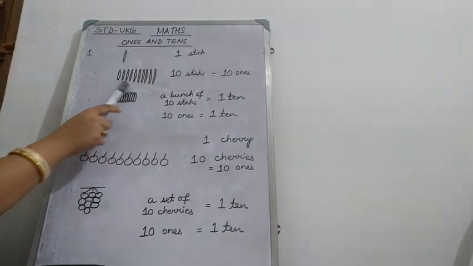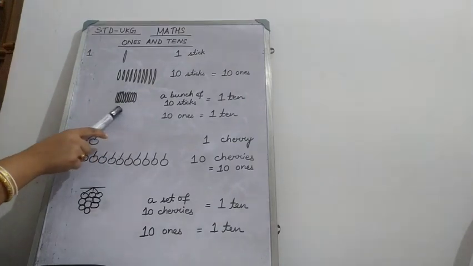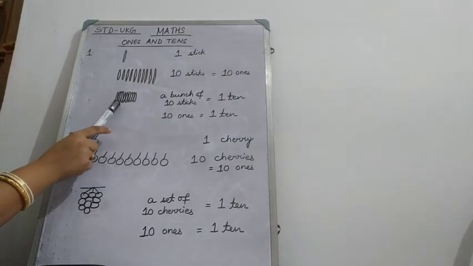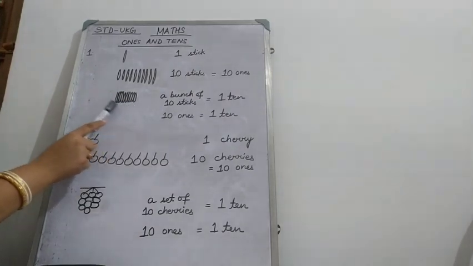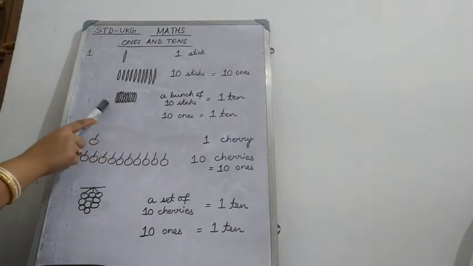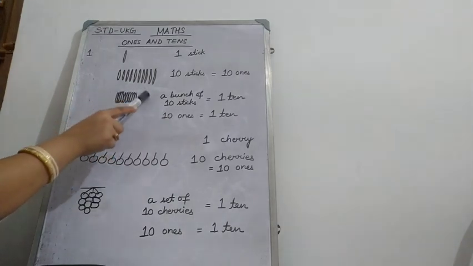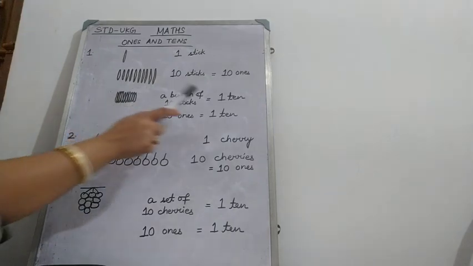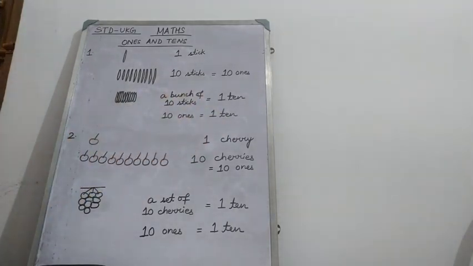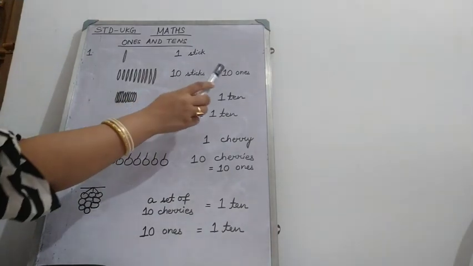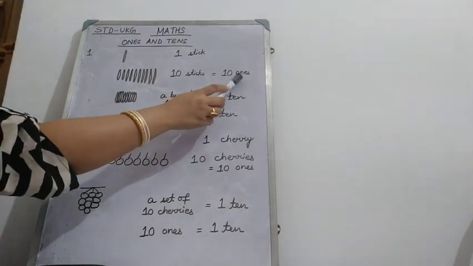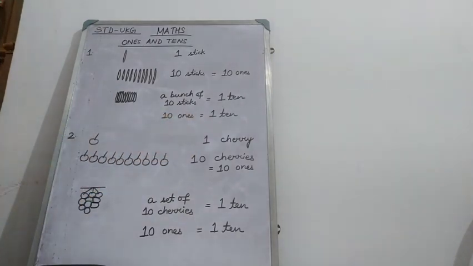And you can see here, this is a bunch of 10 sticks. 1, 2, 3, 4, 5, 6, 7, 8, 9, 10. Okay, so this is a collection, or you can say a bunch of 10 sticks. It means 10. So 10 ones equal to 1 ten. Both are equal. Okay, just like this.